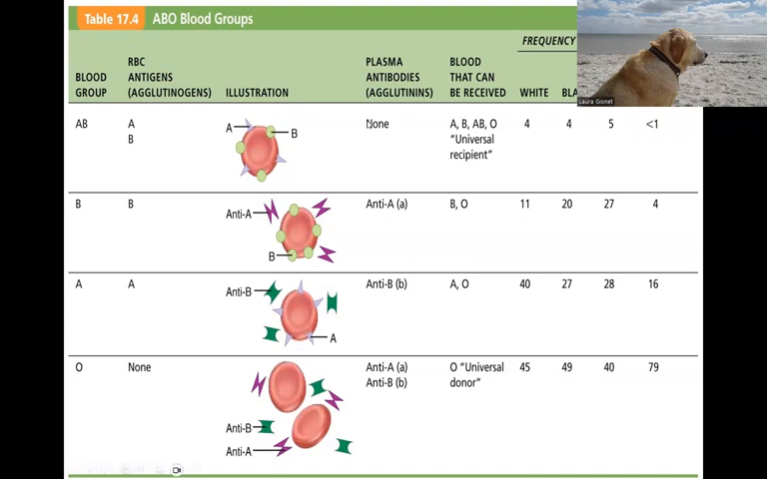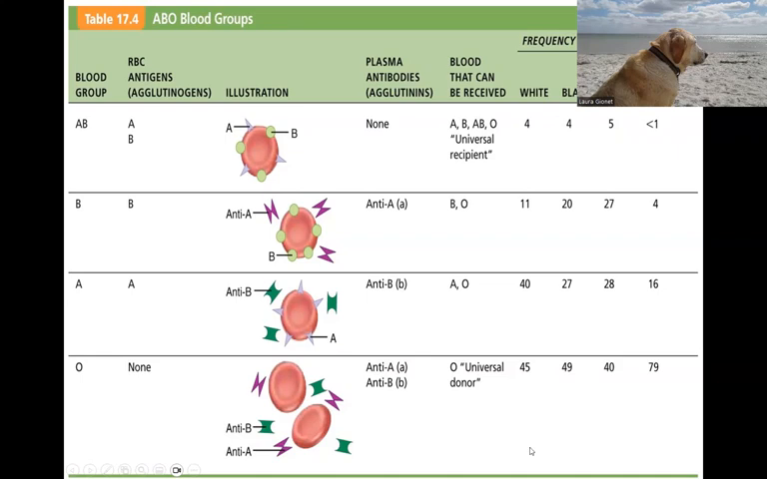Okay, let's just quickly look at the blood that can be received, or transfused, to a blood type AB, B, A, or O person. I think it's good to keep that in mind. Blood that can be received is blood type A, B, AB, and O. When you're AB, you're called a universal recipient. Why? Because you make neither A nor B antibodies, so any of those cells could be transfused into that patient.